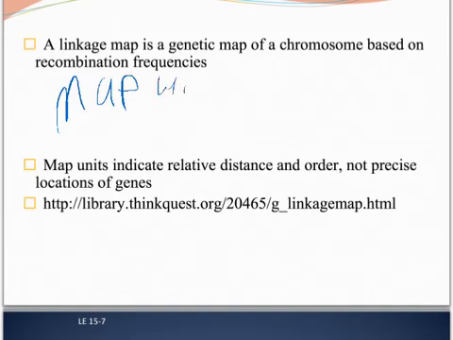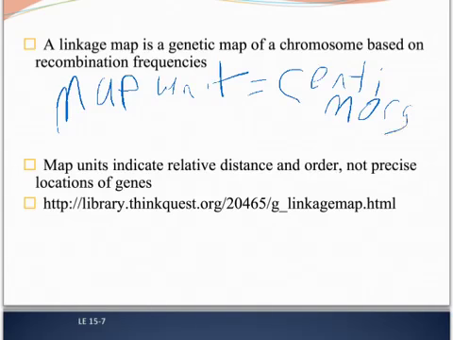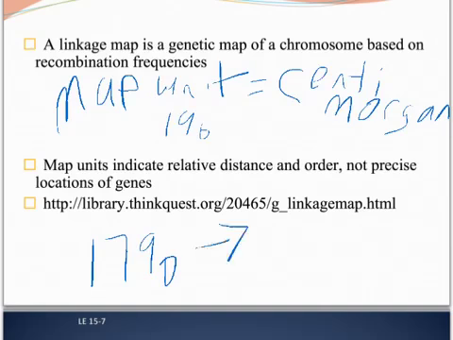So the one thing that we talk about is a map unit. The more common phrase that Alfred named after his mentor is a centimorgan. Same thing, okay? And both these two numbers equal 1% recombination. So if a trait is 17% recombination, therefore it is 17 map units or 17 centimorgans away.